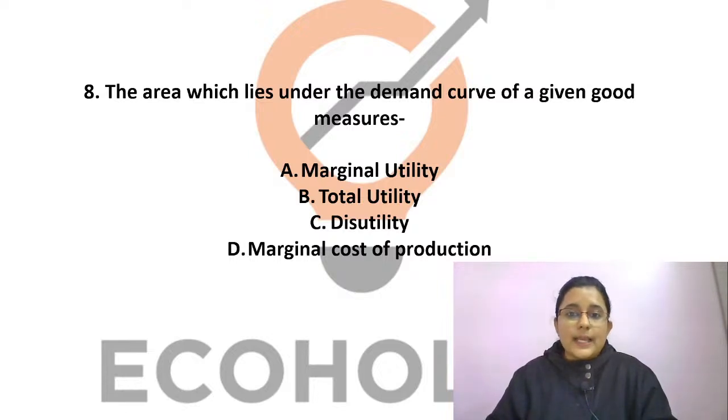The area which lies under the demand curve for a given good measures what? What is the area that lies under the demand curve for a given good measure? A. Marginal utility, B. Total utility, C. Disutility, or D. Marginal cost of production. What should be the right answer?